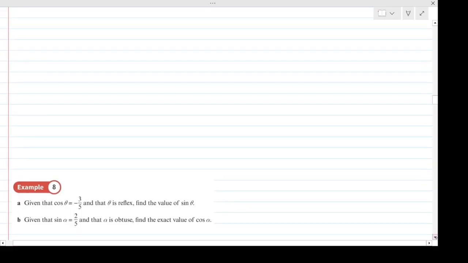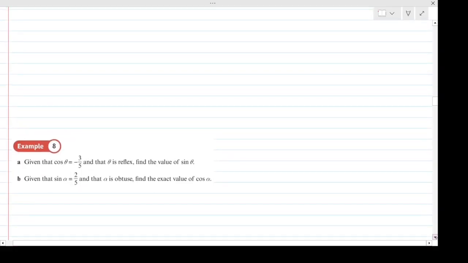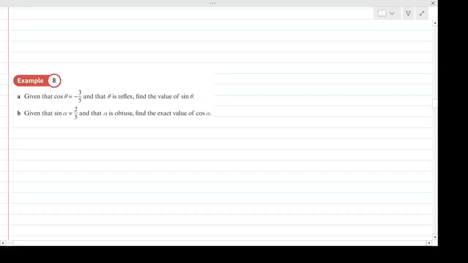Okay, let's have a look at this example then. We are given that cos theta is minus 3 over 5. We need to find the value of sine theta. And I should probably say it asks for the exact value as well, so no decimals. So cos theta is minus 3 over 5.